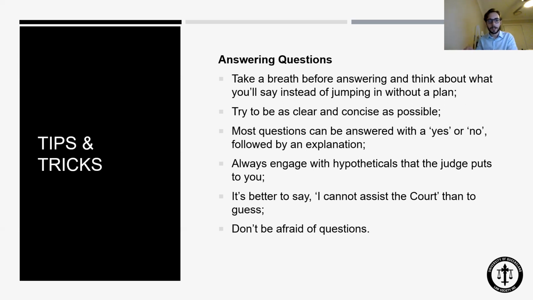Another one is just to say, if you really get jammed and you don't know an answer to a question, it's much better to say, I cannot assist the court than to just guess. That's especially true on authority. Most judges these days will bring a computer with them to their round, and so it's super quick for them to just Google the authority that you're trying to cite.